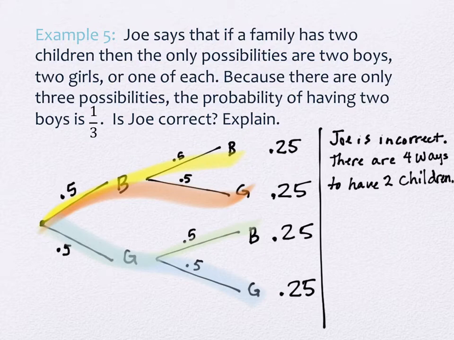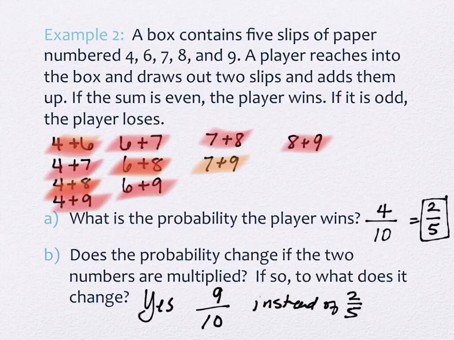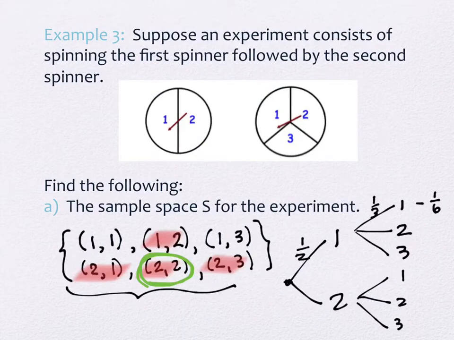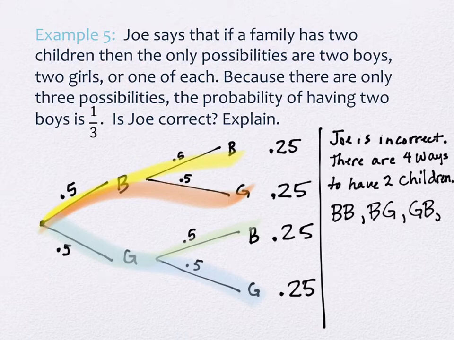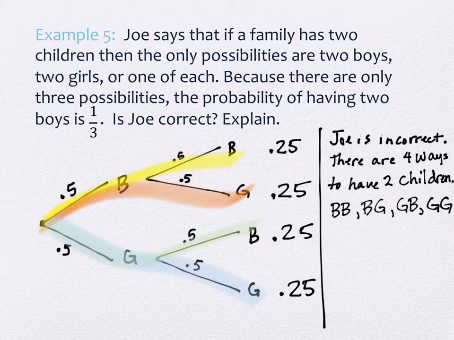If we were to try to do kind of like we did over here, I'll flip back here in just a second, I promise. Kind of like I did over here where I just listed the outcomes. We could do it that way. It's that the outcomes would look more like this. Boy, boy, boy, girl, girl, boy, and girl, girl. Right, those are the 4 outcomes, actually. Hence, the probability of having boy, boy, which is what he was claiming, is not 1/3. It's actually 1/4.